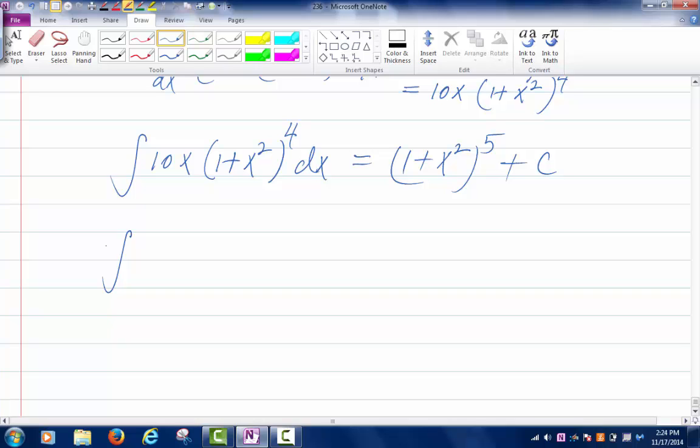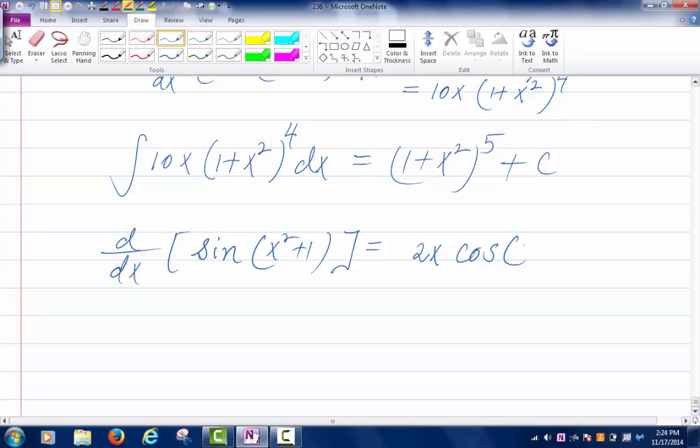If I am taking the derivative of sine of x squared plus 1, then I would end up with what? 2x cosine of x squared plus 1, right? Isn't that what we got when we applied the chain rule? We got cosine of x squared plus 1 times 2x.